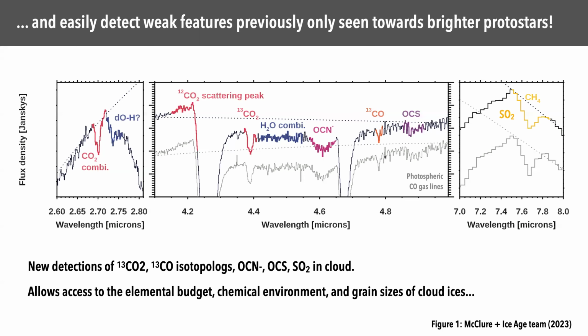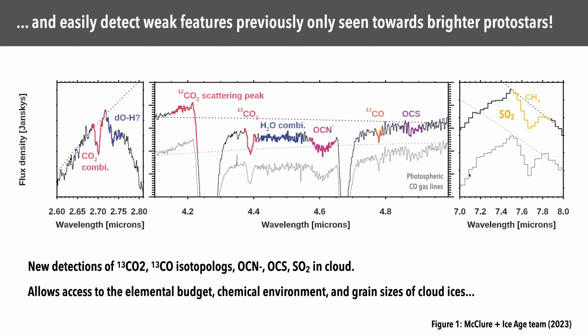But there's a couple of key points here. We also detect for the first time OCS, which is a molecule that has sulfur in it, in a molecular cloud. It hadn't been previously detected in molecular clouds before. And we also detect SO2 in this wing of this feature. So now we're able to actually constrain something about the sulfur budget.